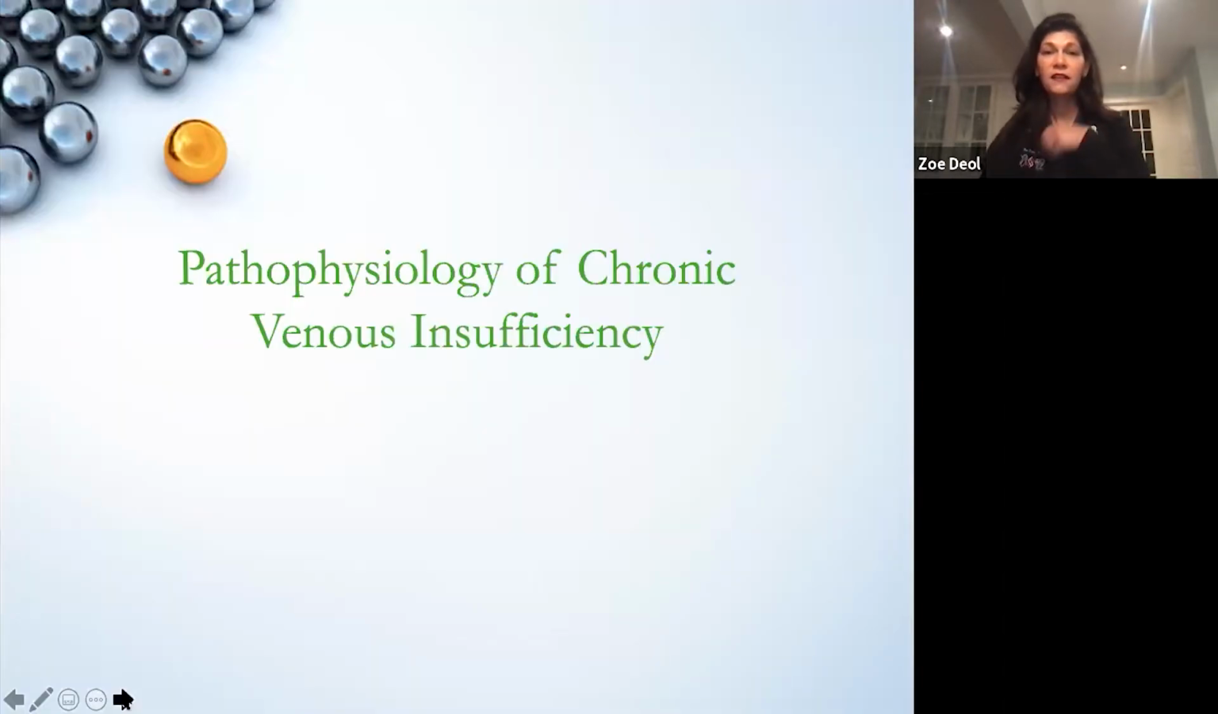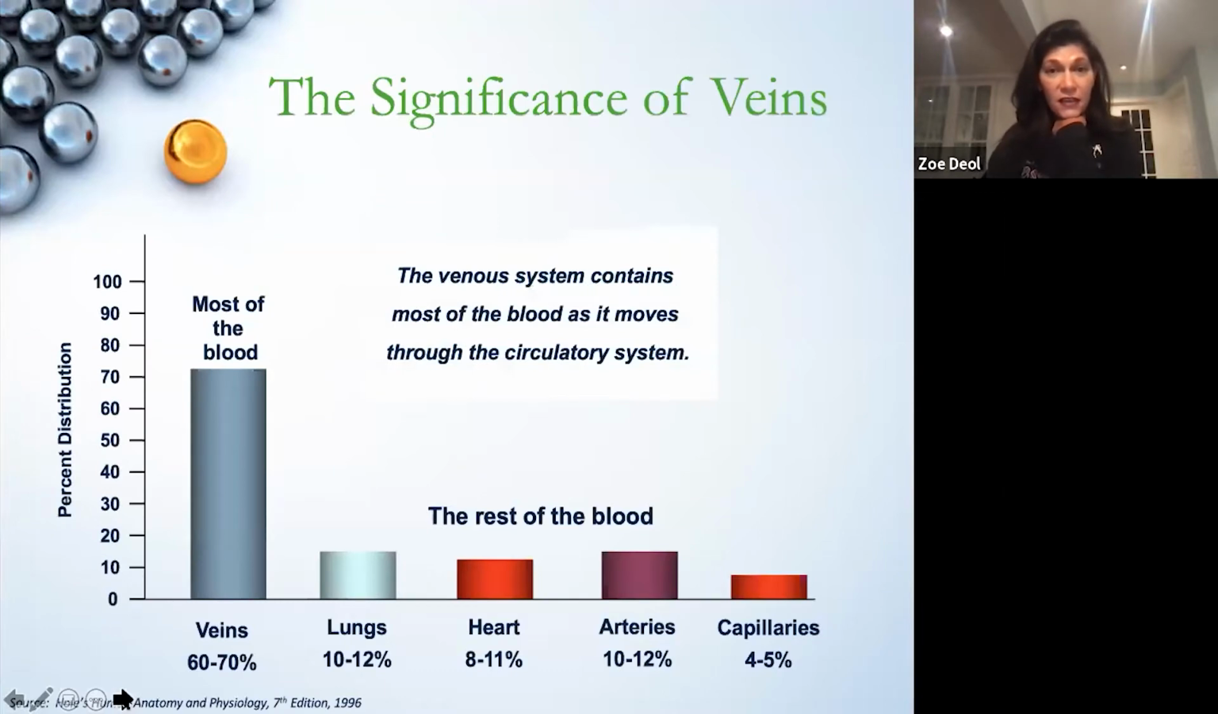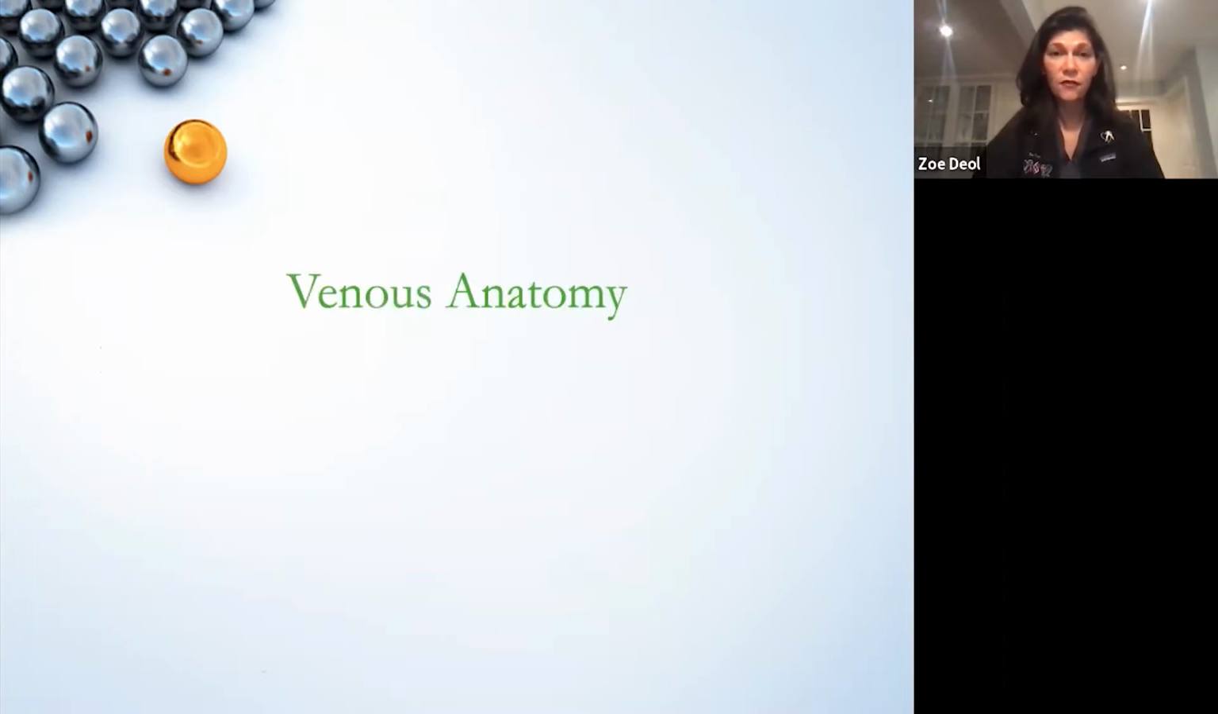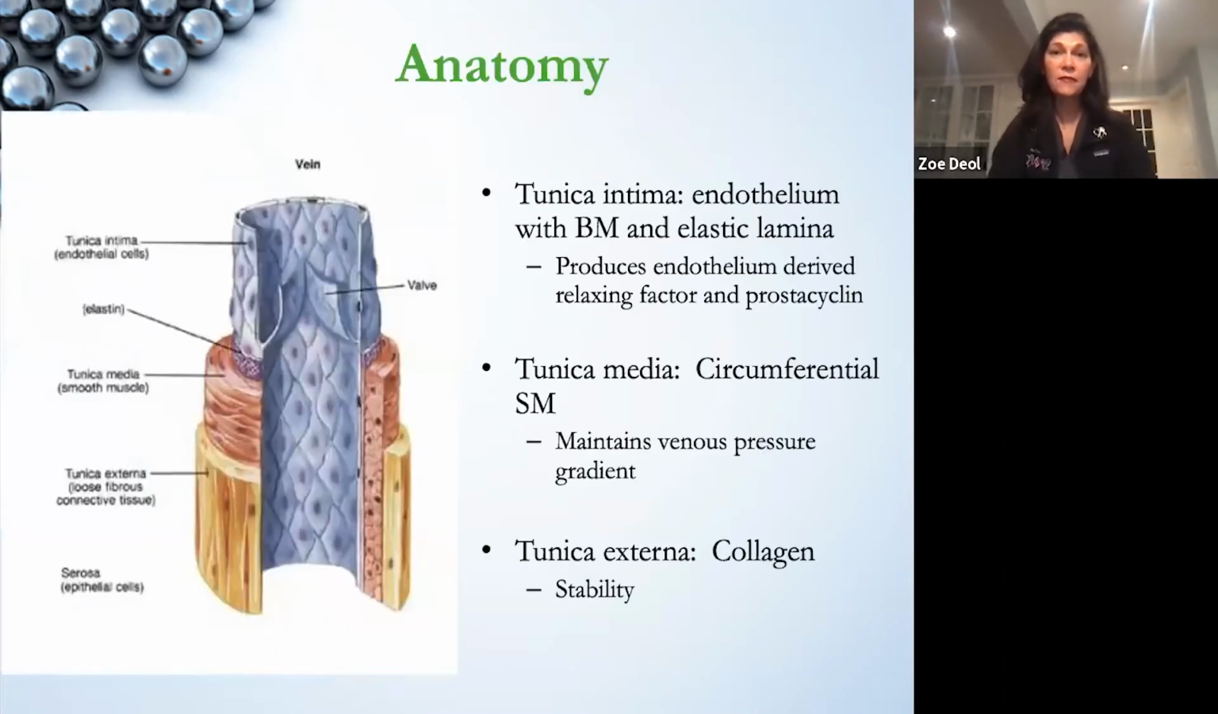So, pathophysiology of chronic venous insufficiency. The significance of the veins: most of the blood in your body is in your venous system, 60 to 70% of it, and 40% of that is in your legs. So, just a review on venous anatomy.